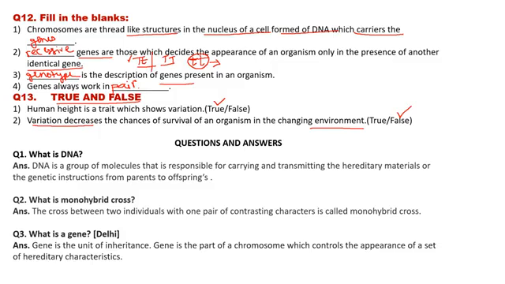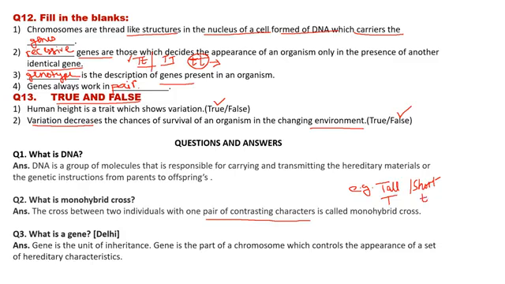Coming to questions and answers, these are the short answer type questions. What is DNA? We know that DNA is deoxyribonucleic acid, right? It is responsible for carrying and transmitting the hereditary material. Now coming to monohybrid cross, this is the cross between two individuals with one pair of contrasting characters. You can write the example of tallness and shortness. For tallness you can take capital T, and for shortness small t, right?